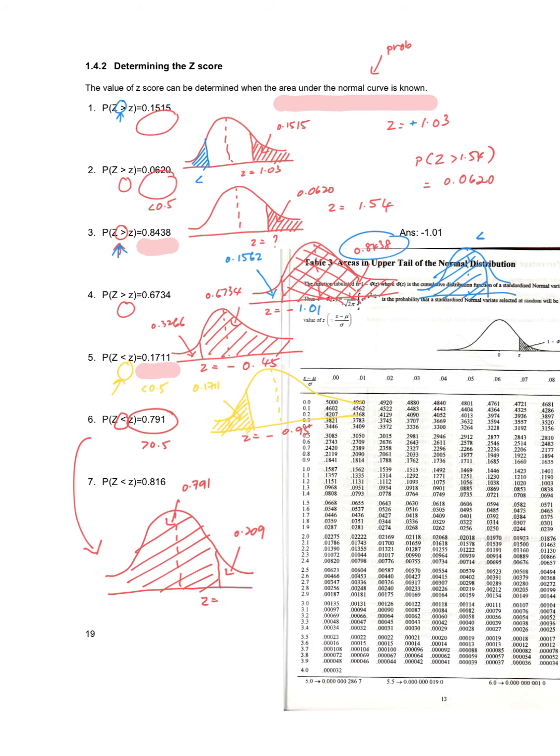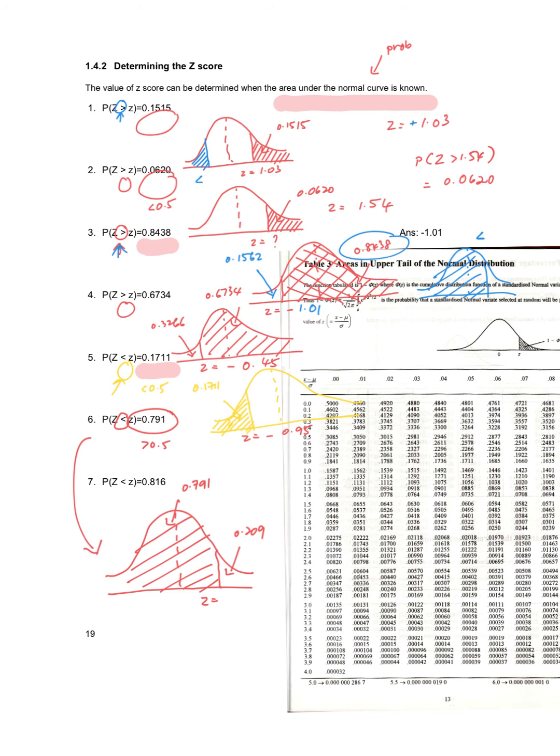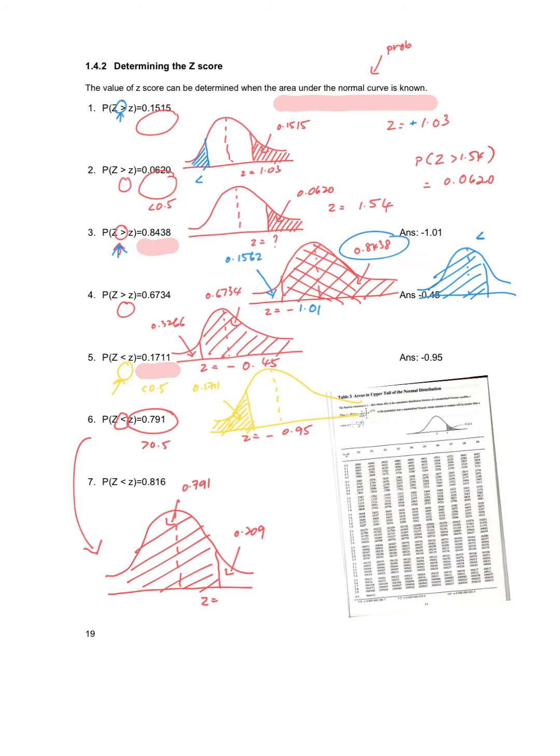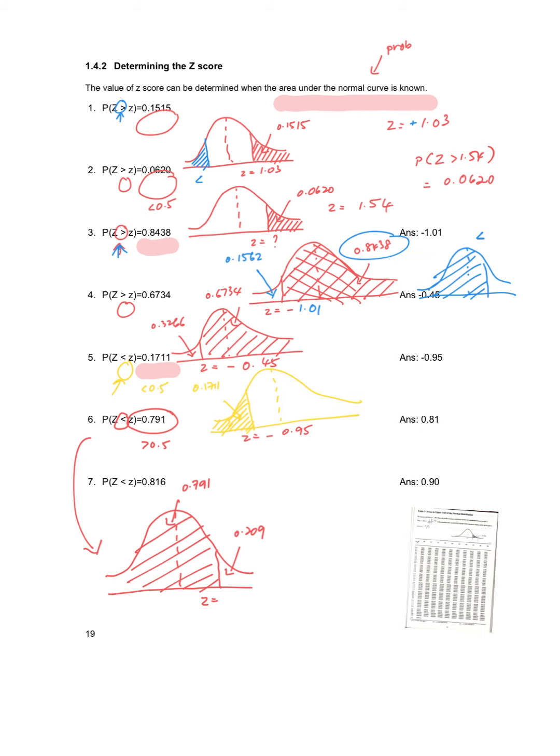0.209, ini yang kita akan refer dekat dalam table. So cari 0.209. Here 0.81, so meaning that the Z is 0.81. So Z here is equivalent to 0.81.